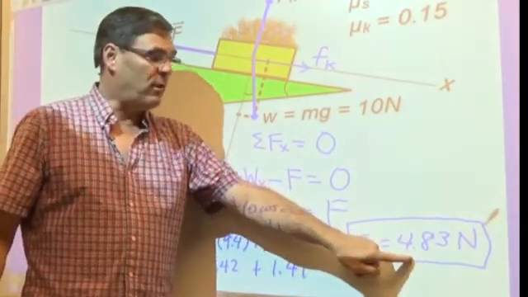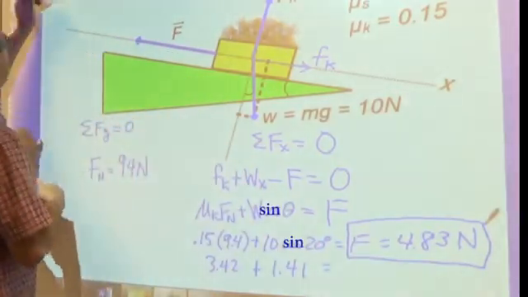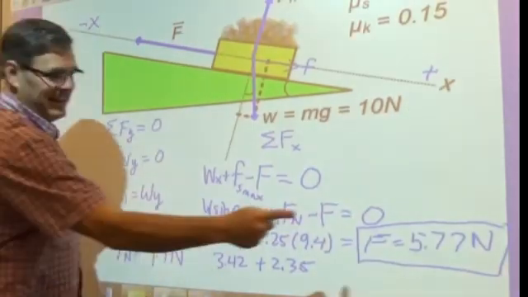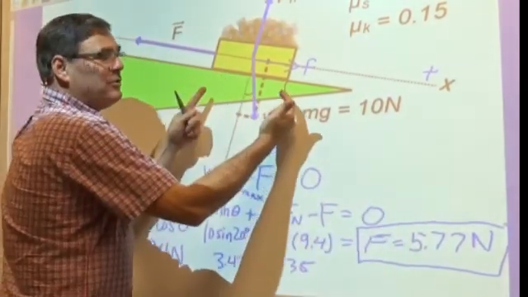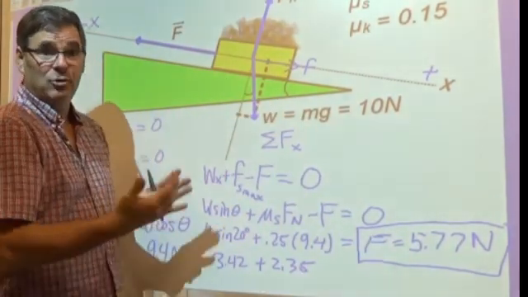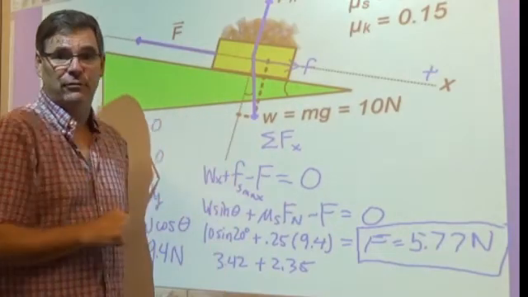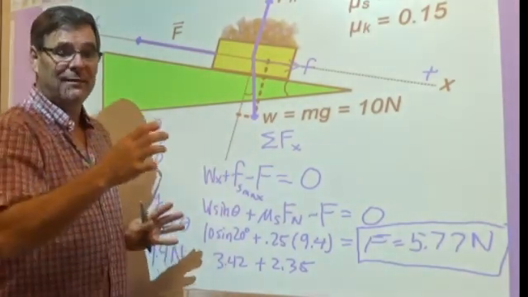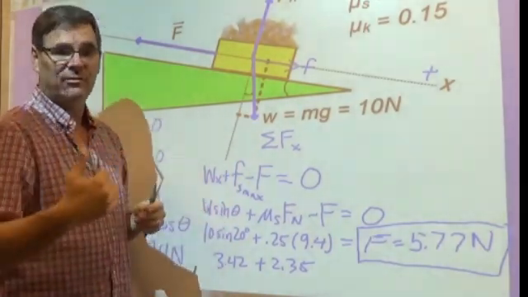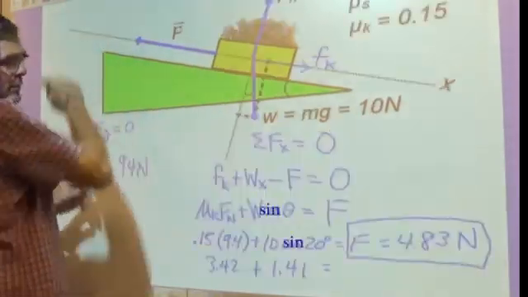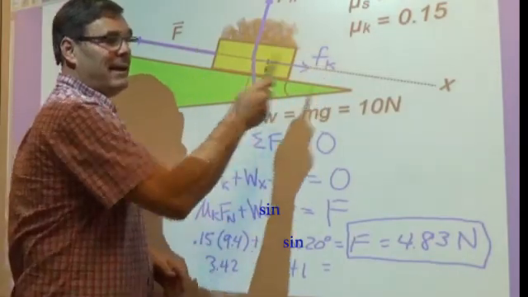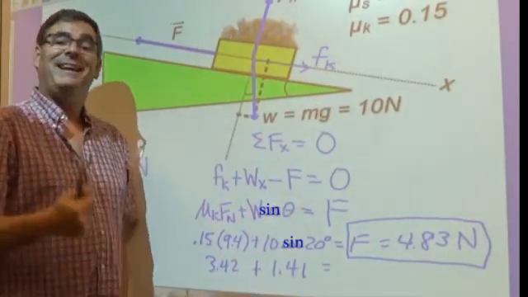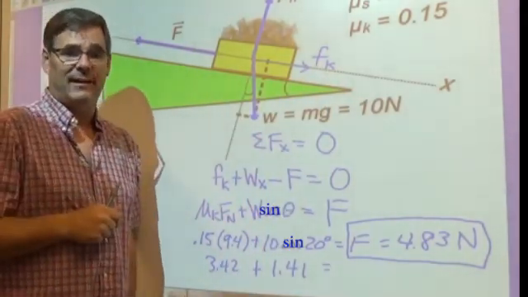That is the force needed to pull the block up the ramp at constant velocity. Notice that this force, 4.83, is less than 5.77. This was the force needed to just get it to move, to break the static frictional force. And then once it began to move, it requires a lesser force, 4.83 newtons, because now we're dealing with kinetic frictional force, which we know is less than maximum static frictional force.